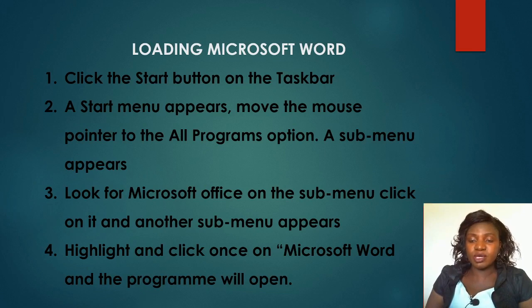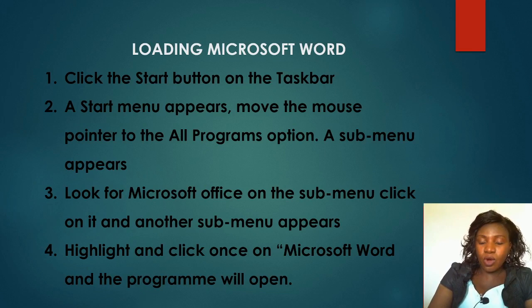Now, since we're considering Microsoft Word, how do you load or launch your Microsoft Word? When you want to load or launch Microsoft Word, there are a series of things you need to do from one button to another. What is the first thing? Number 1, click on the Start button on the taskbar. 2, a Start menu appears. Move the mouse to the All Programs option. A sub-menu appears. 3, look for Microsoft Office on the sub-menu, click on it, and another sub-menu appears. 4, highlight and click once on Microsoft Word and the program will open.